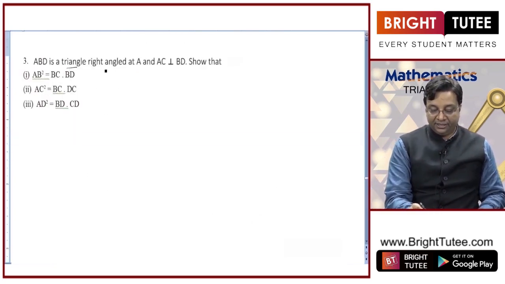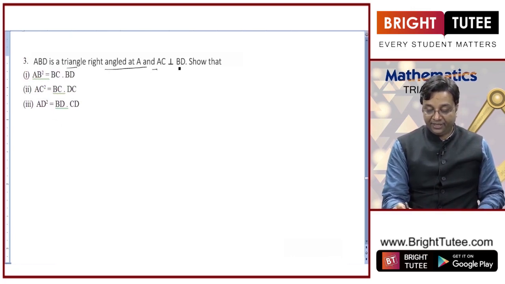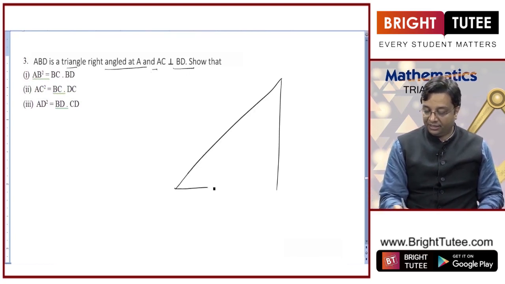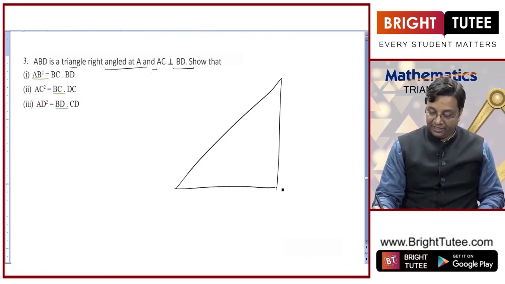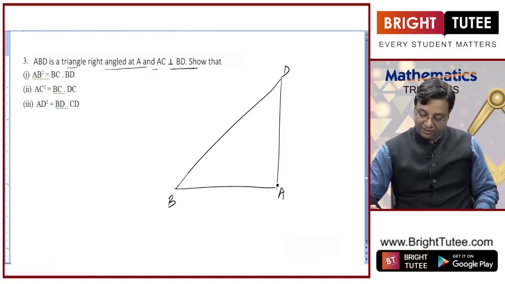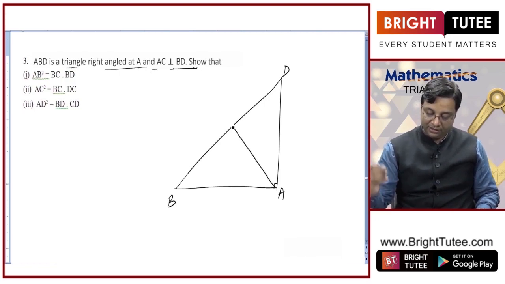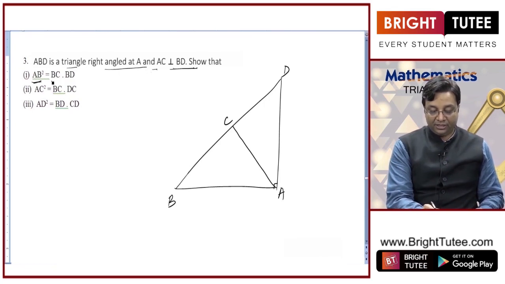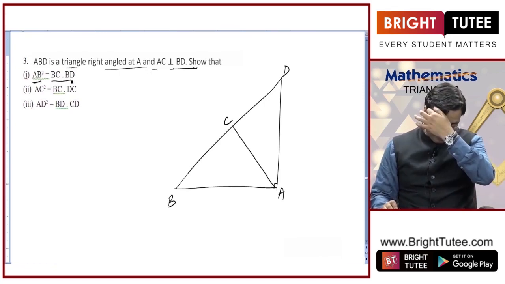Now ABD is a triangle right angled at A. AC is perpendicular to BD. So what is the figure like? It is like this. There is this right angle triangle, right angled at A, and the other two vertices are B and D. Now AC is perpendicular to BD. That means we will drop a perpendicular like this, which is AC. Show that AB square is equal to BC into BD.